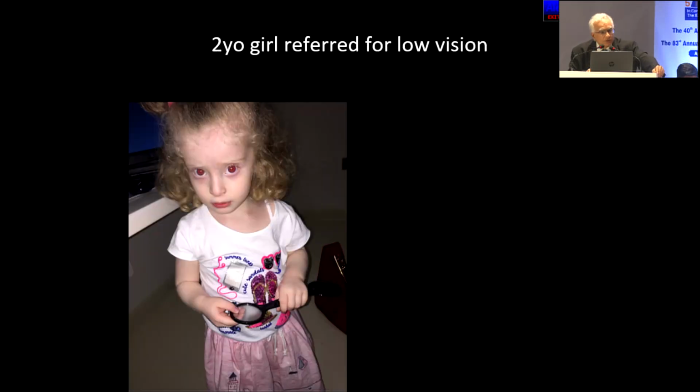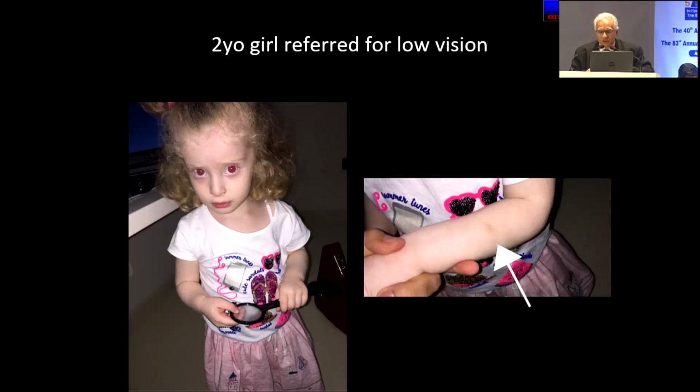Here's another girl referred for low vision. No problem in diagnosing her with oculocutaneous albinism. And sure enough, the pointed question, she's easily bruised, genetic testing, she's got Hermansky-Pudlak syndrome.